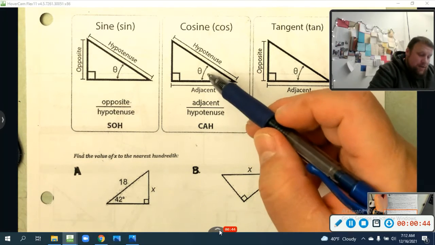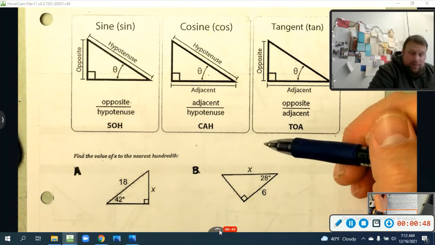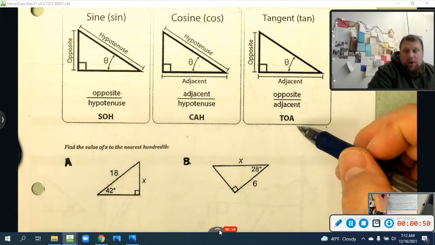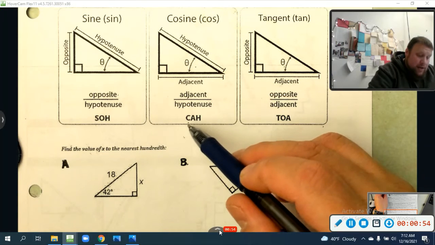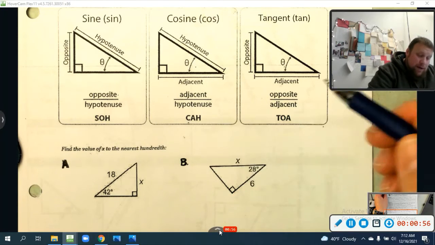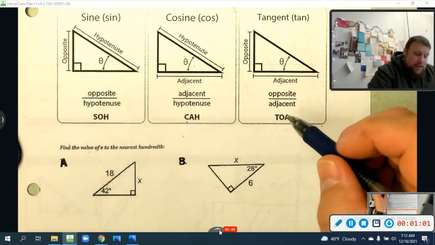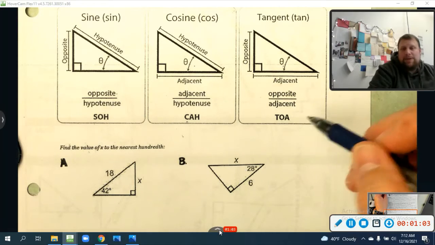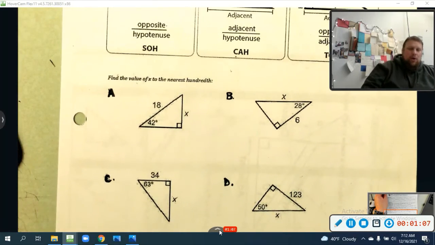Then we've got cosine. The cosine of the angle theta is the adjacent over the hypotenuse. And that's where we have CAH, so SOH CAH TOA. So the CAH is cosine equals adjacent over hypotenuse. And then the TOA is what we just learned previous to this lesson, that tangent equals opposite over adjacent. So let's see what we got going on here.